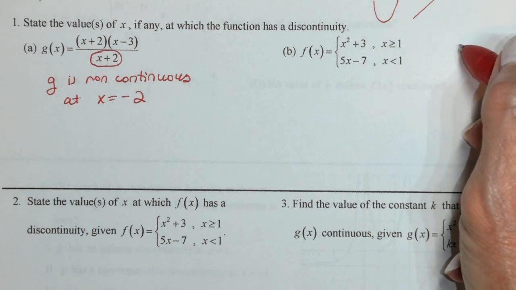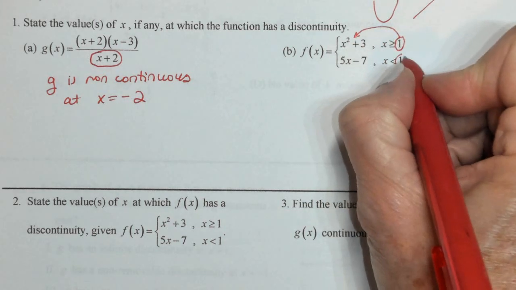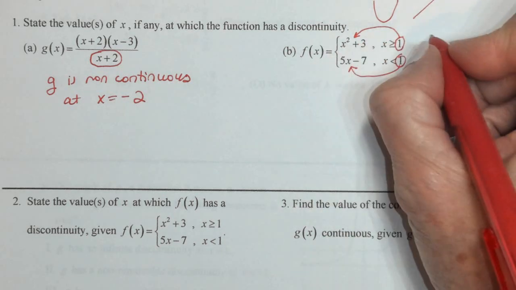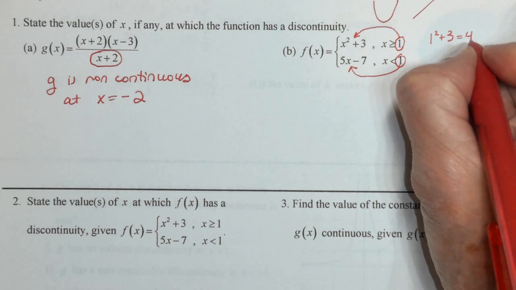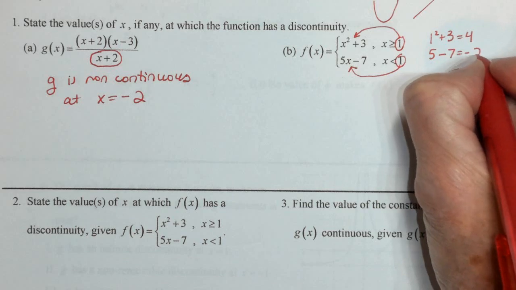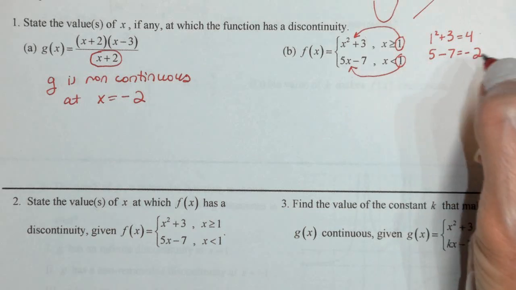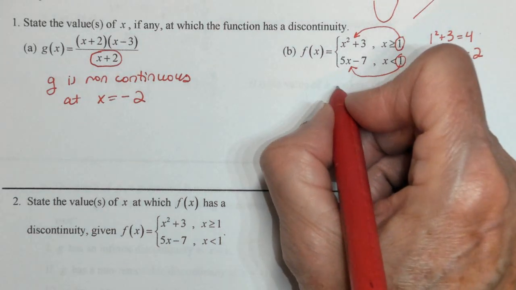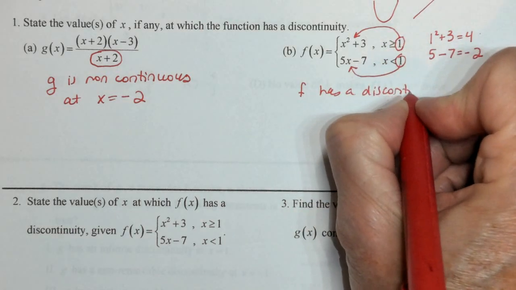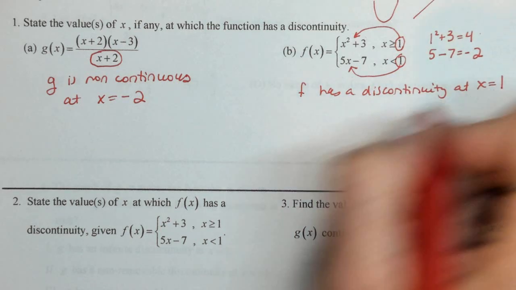To find out, it's really simple. All we have to do is put 1 into this x and put 1 into that x and see if we get the same number. So 1 squared plus 3 is equal to 4. 5 times 1 minus 7 is equal to -2. They do not match. Since they do not match, we have a jump discontinuity. Okay, so I will say f has a discontinuity at x equals 1, and only 1.